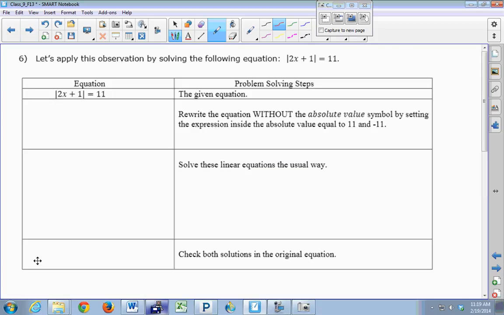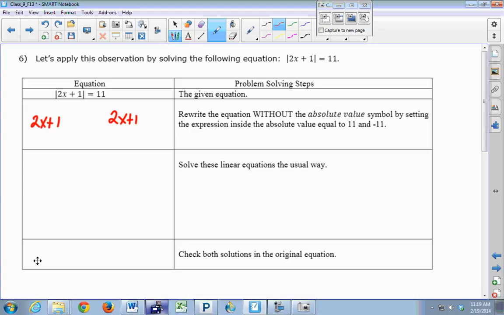So let's take a look at this first one. All right, we have the absolute value of 2x plus 1. So the stuff inside is called 2x plus 1. So you drop your absolute value symbols and you write 2x plus 1 twice.